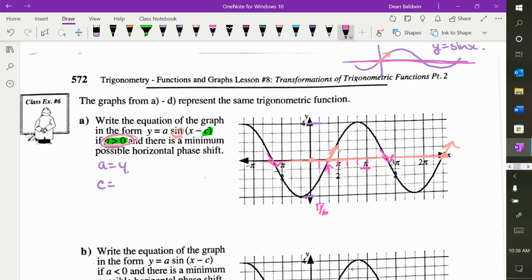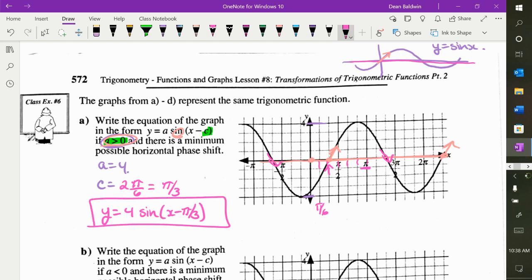How many units to the right have I gone? 2. So our C value is 2 times pi over 6, which reduces to pi over 3. That's your shift. C is equal to pi over 3. So the equation of this graph is A, which is 4, sine of x minus pi over 3. Is that okay?